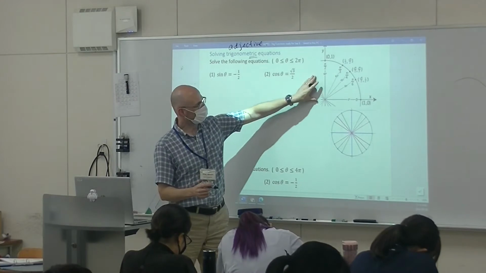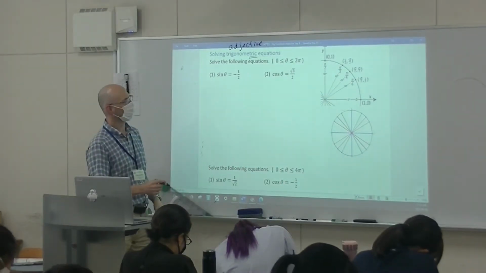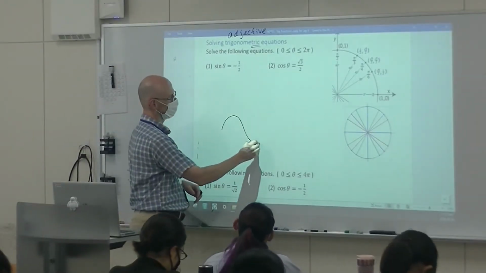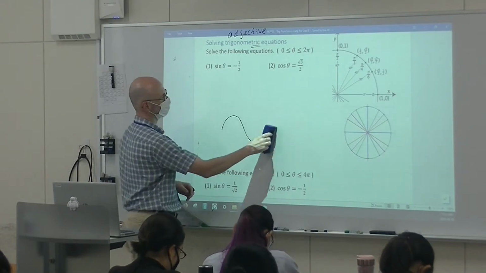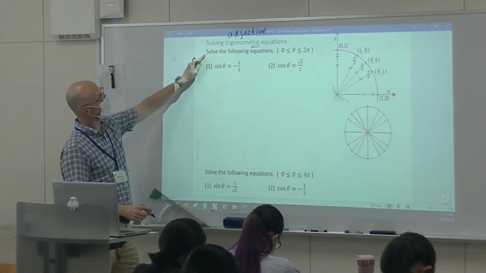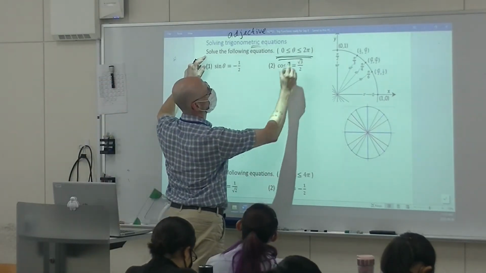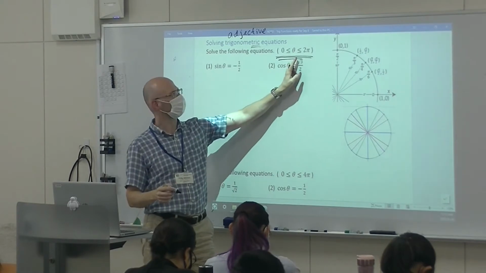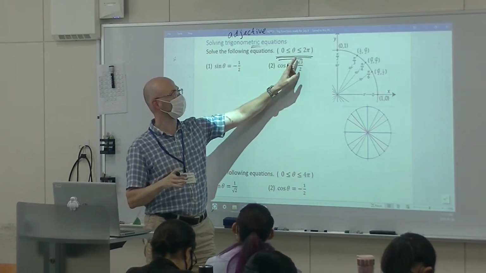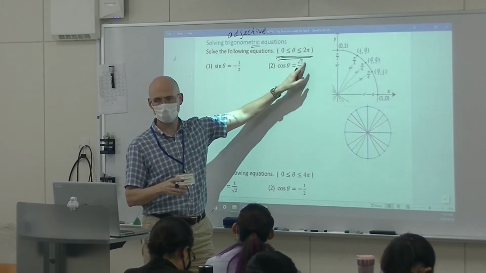You'll notice that I have put these diagrams on your paper because they will help us, and we will also use the sine curve to help us with this. So here's the first one. Solve the following equations. Now notice this right here. How do we read that? The easiest way to read that in English is theta is between 0 and 2 pi.